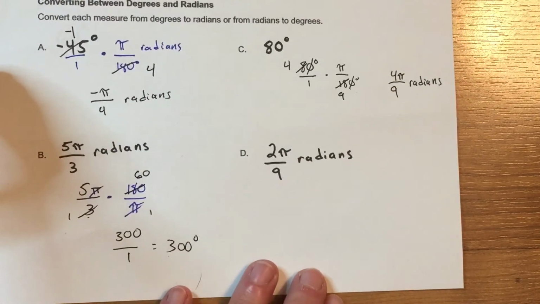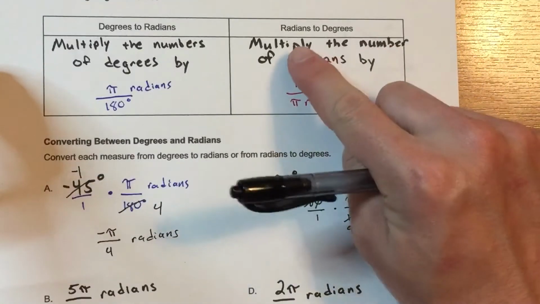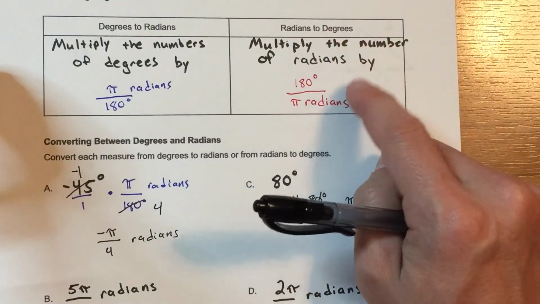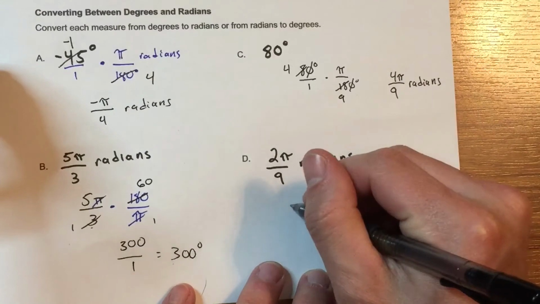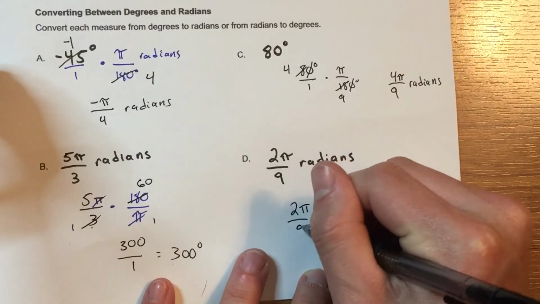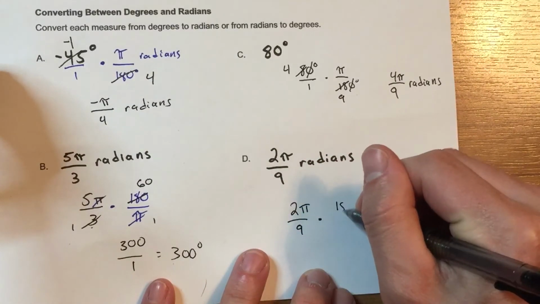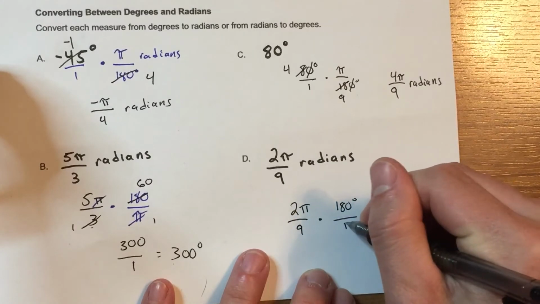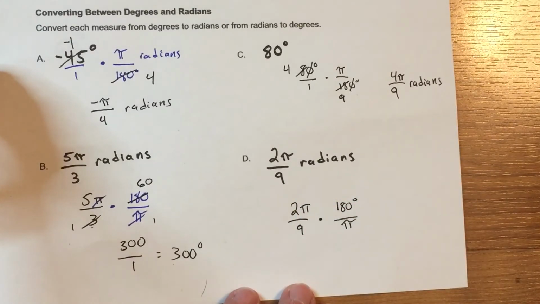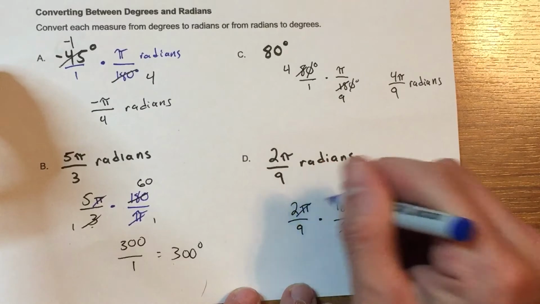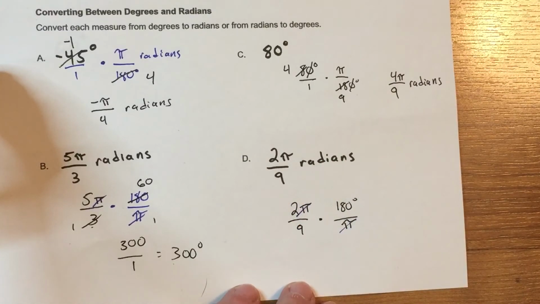We want to convert this to degrees. Convert radians to degrees. We're going to multiply by 180 over pi. 2 pi over 9 multiplied by 180 over pi. Notice once again that the pi's cancel out whenever I need to go back to degrees. Degrees will never have pi in our answer.